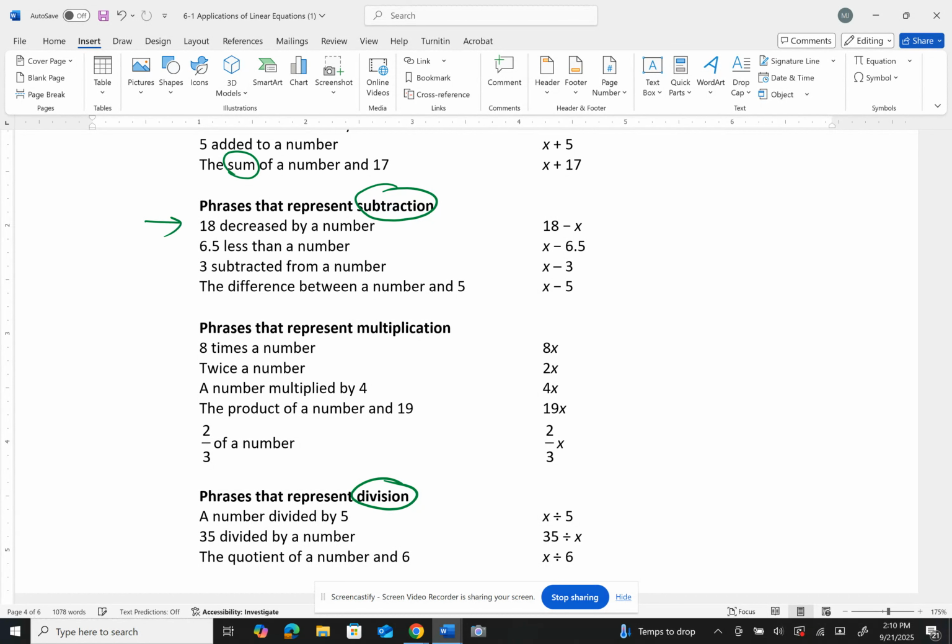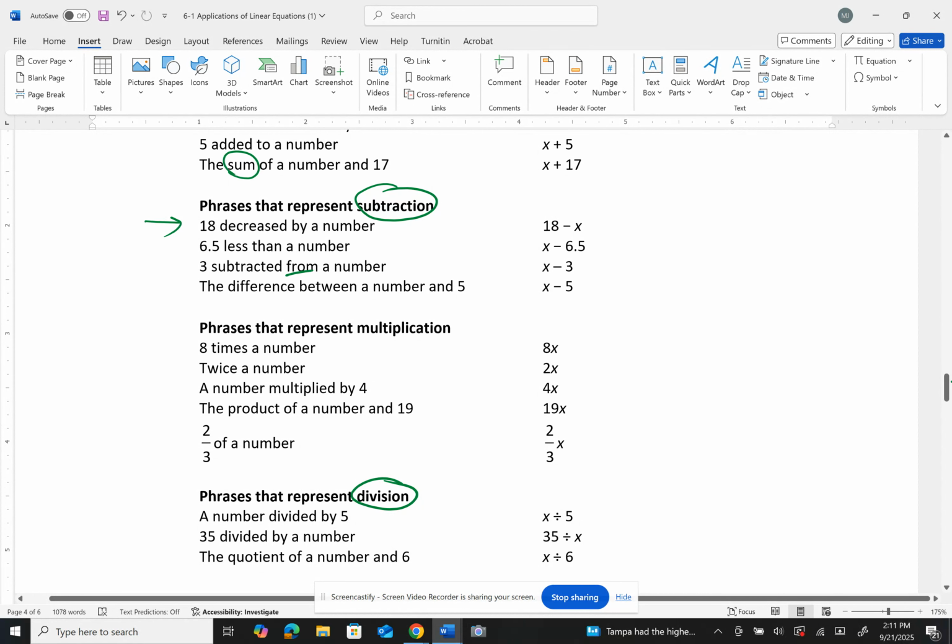Here on this first one, we had 18 decreased by a number. So we'd need the 18 first, and then we'd subtract the number from it. So 18 minus x, not x minus 18. Okay. 6.5 less than a number. Whatever our number was, we'd have to subtract 6.5 from it. 3 subtracted from a number. So it has to be x first minus 3.